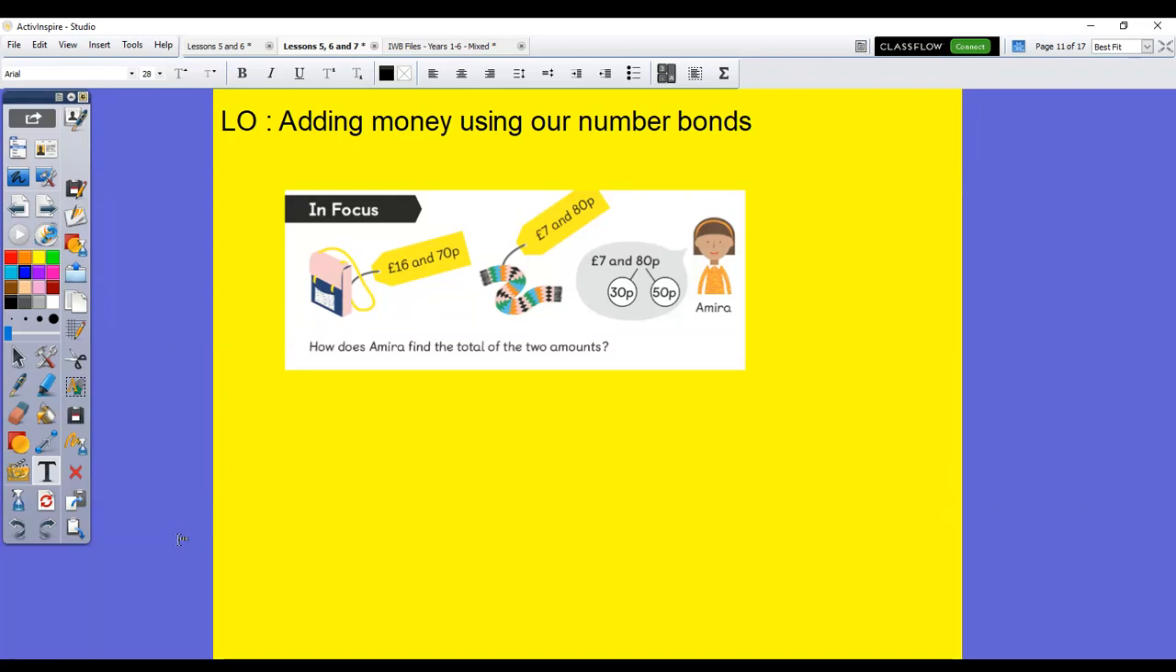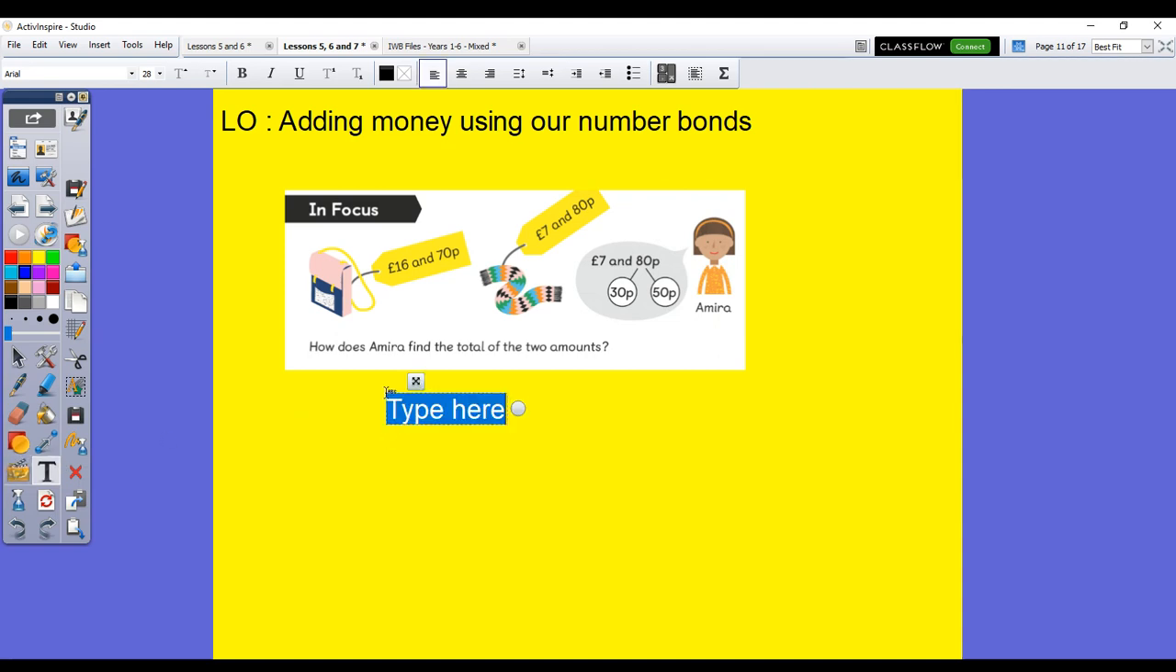Hi Year 3, today we're going to be adding money using our number bonds to help us, okay? Because that means in our two calculations, the pence will be over £1. So we're going to use our number bonds to help us, okay? So the first question is, how does Amira find the total of the two amounts?